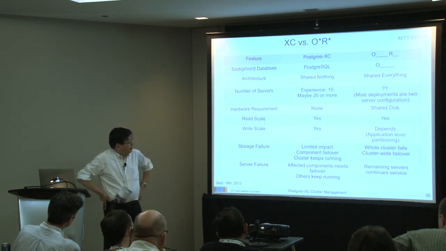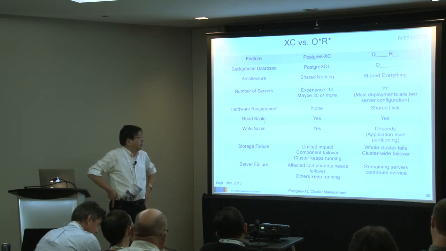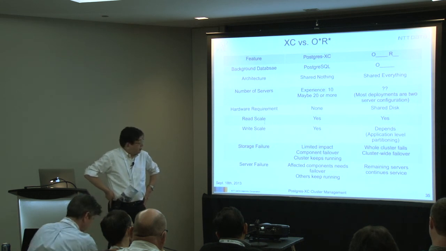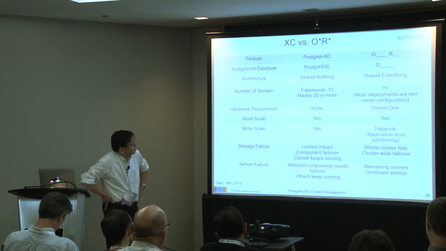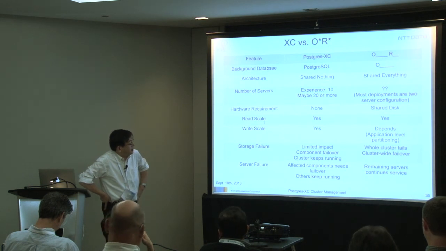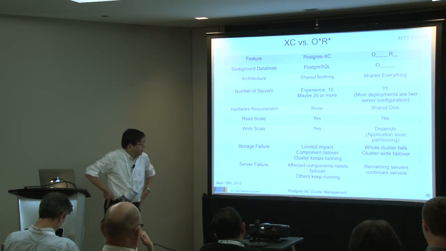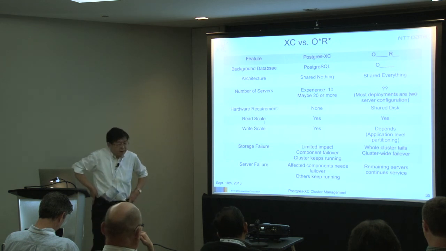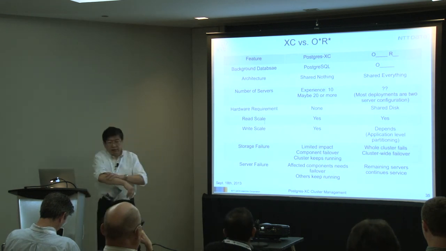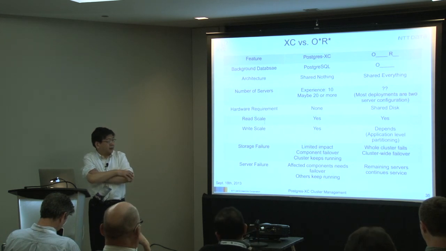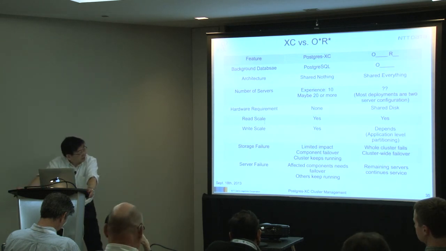And the storage failure impact. XC has very limited impact, and we can fail over each component, and while this failover happens, we can keep the cluster running. In the other case, storage failure is a single point of failure, and in the case of server failure, the affected component needs failover, so it depends on what fails. And a good thing about the other one is that even though one of the servers fails, as long as the storage is running, they can keep it running.